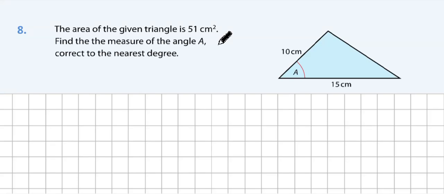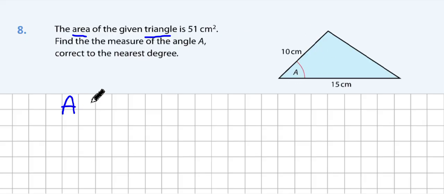What we're looking for is keywords, okay? So only calculators out at this stage, okay? So keywords: do you see the word area? And you see the word triangle. What formula do you think I should look for? Area of a triangle formula, yeah? And it has to involve some sort of angle.